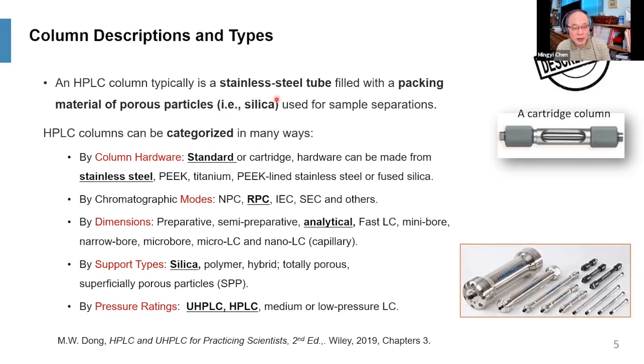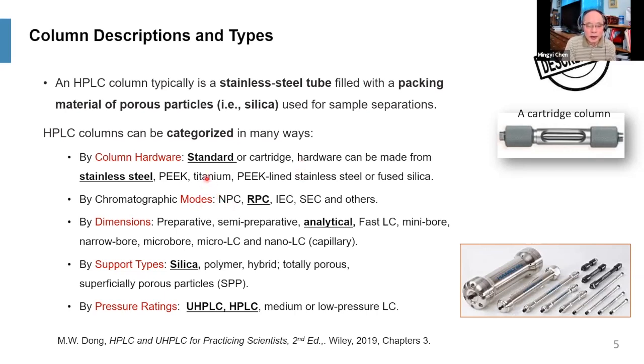HPLC columns can be categorized in many ways. You can use column hardware, which is standard. By standard hardware, we mean a column that you are familiar with. You can see the column is made from 316 stainless steel with 2 end fittings. And then you use compression ferrules and tubing to attach it. There's also something called a cartridge column. Cartridge columns are kind of coming back, but we explain what a cartridge column buys you. Probably not too much in today's world, but it is coming back for micro or nano LC.